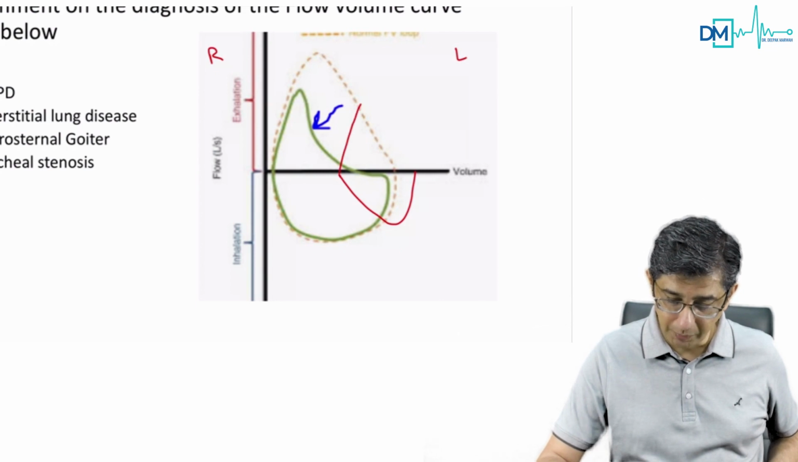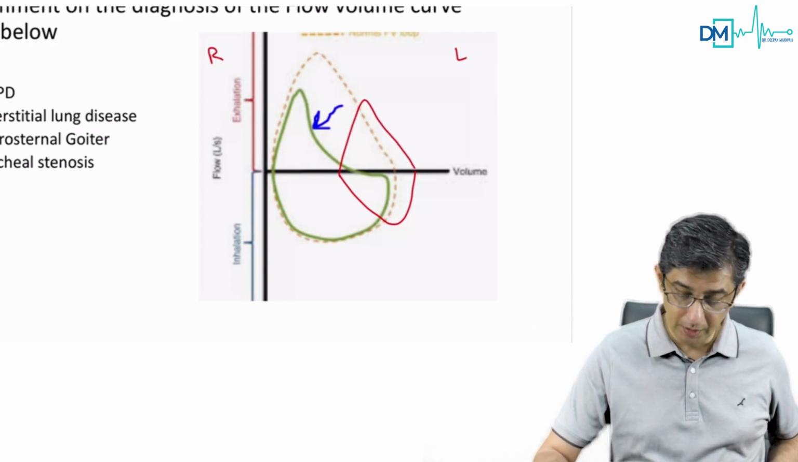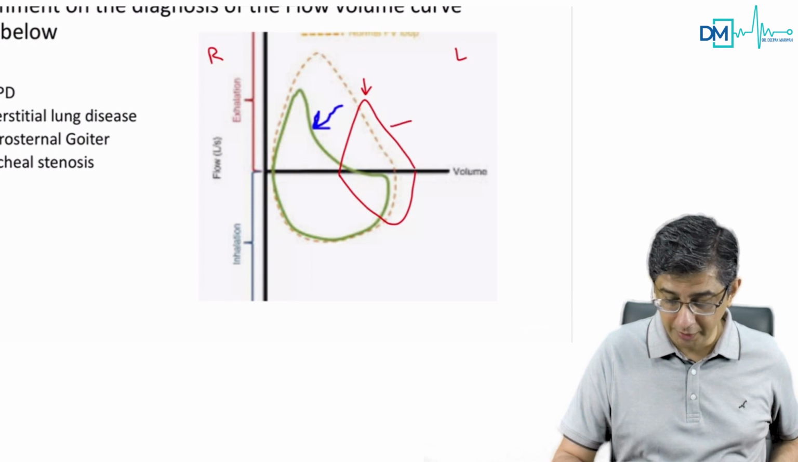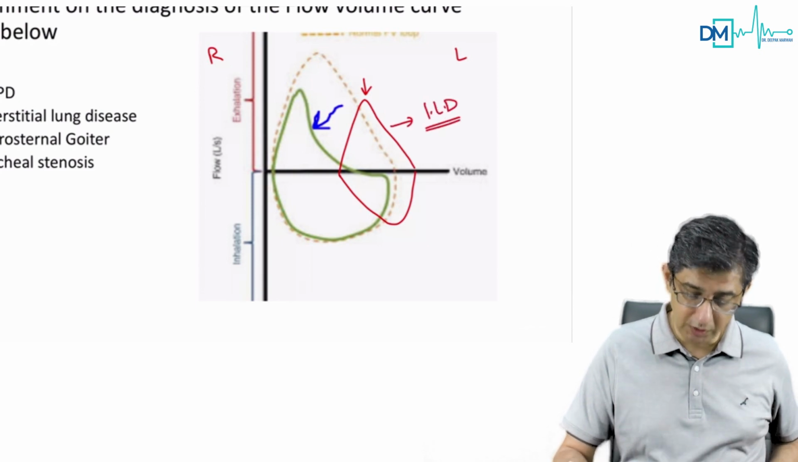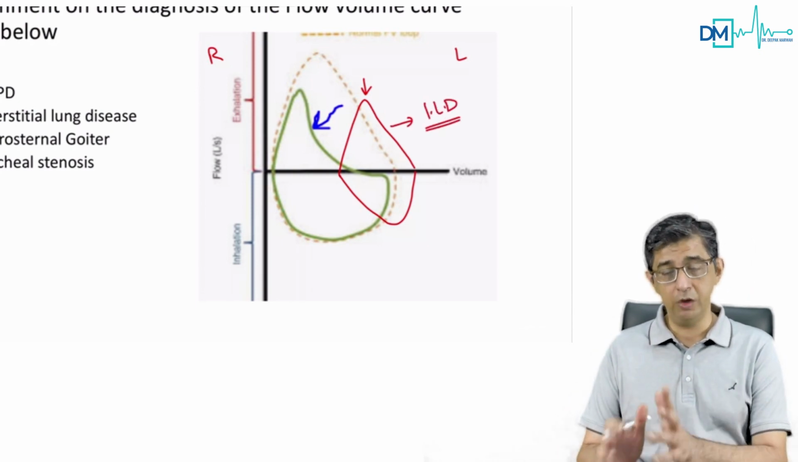and then you will notice a beanie cap appearance. This part will be very pointed. In patients having interstitial lung disease, there is a shift of the curve. We will always give you a baseline curve. The dotted one is the baseline curve.